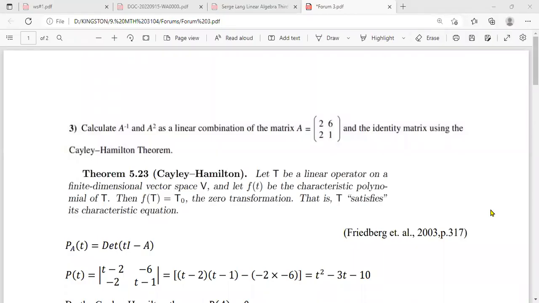Welcome everyone. This is my presentation on applying the Cayley-Hamilton theorem in solving some problems. I've taken the Cayley-Hamilton theorem here from the textbook Linear Algebra by Friedberg and others.